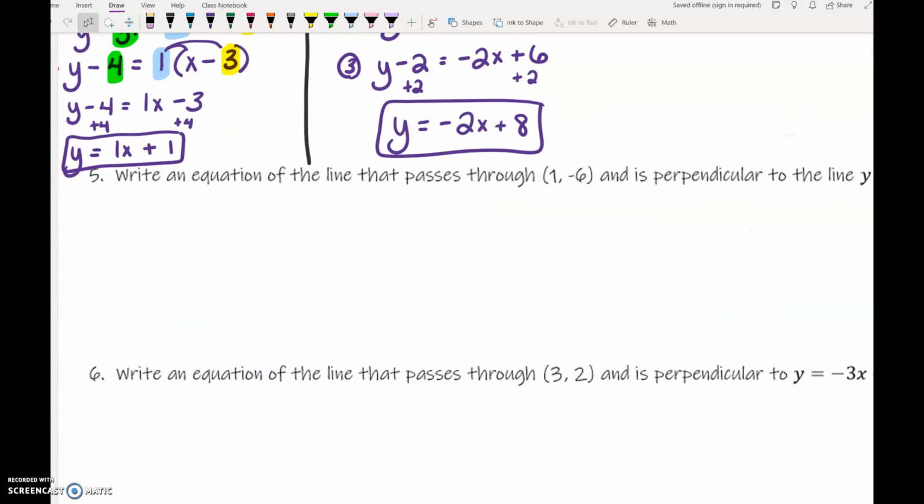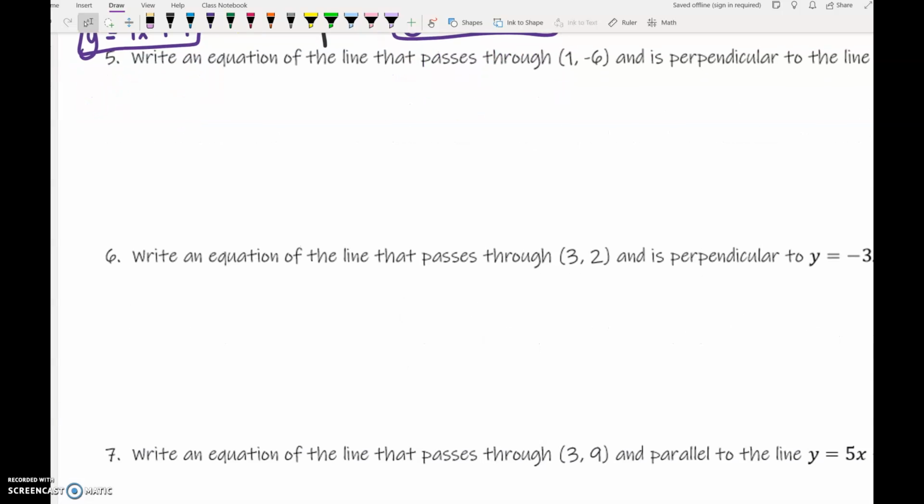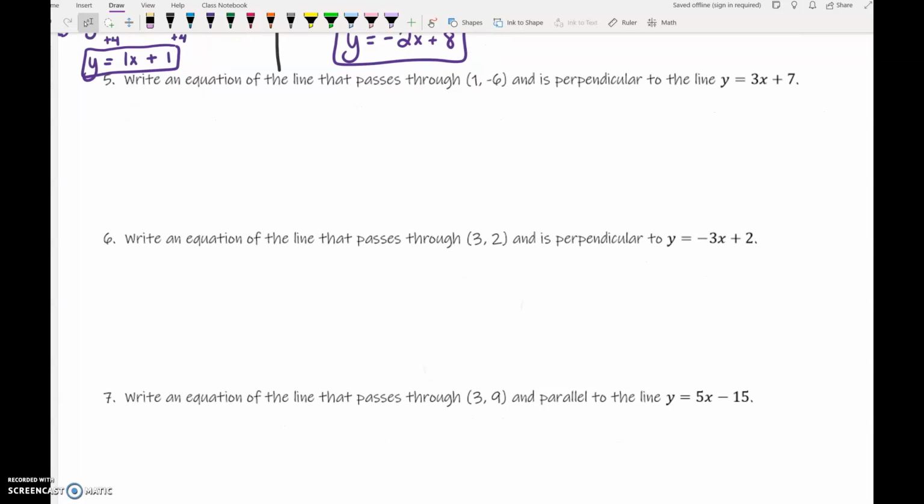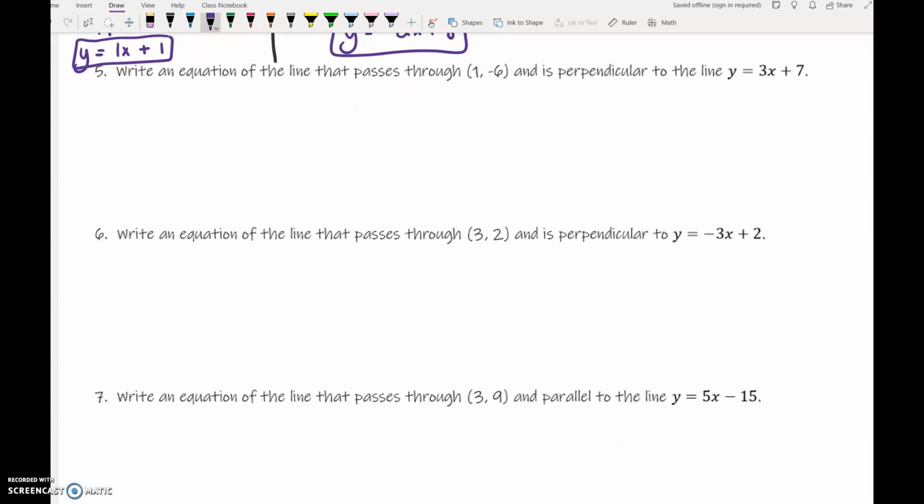Number 5, we're going to follow the exact same process. Our first step is going to be determine what the slope is. It says that we need to write an equation for a line that is perpendicular to the line y equals 3x plus 7. In this equation, 3 is the slope. You don't care about anything else in that equation. Don't let anything else distract you. The other stuff is there to distract you and to try to make you do something wrong. Ignore it. The only thing that you care about is 3.